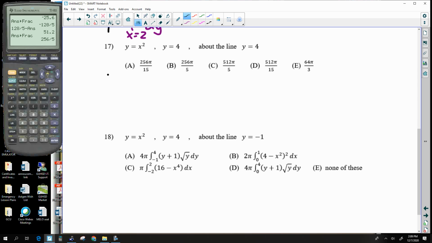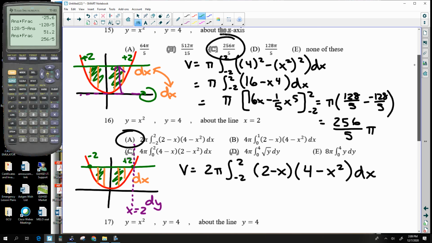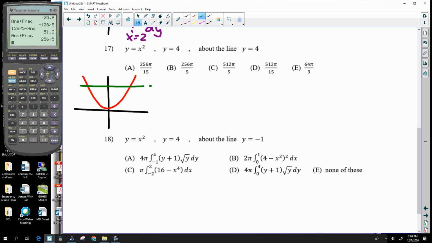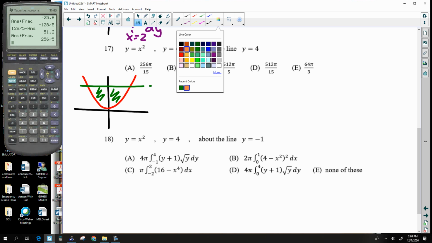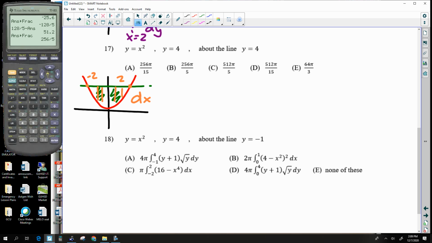Okay, so back to actually doing these problems, we have x squared, y is equal to 4. Did I do this upper one correctly? Yes, I did. All right, so again, this is my area. How I'm going to do this is the dx method, from negative 2 to 2. And then they want me about the line y is equal to 4. Y is equal to 4 is up here.